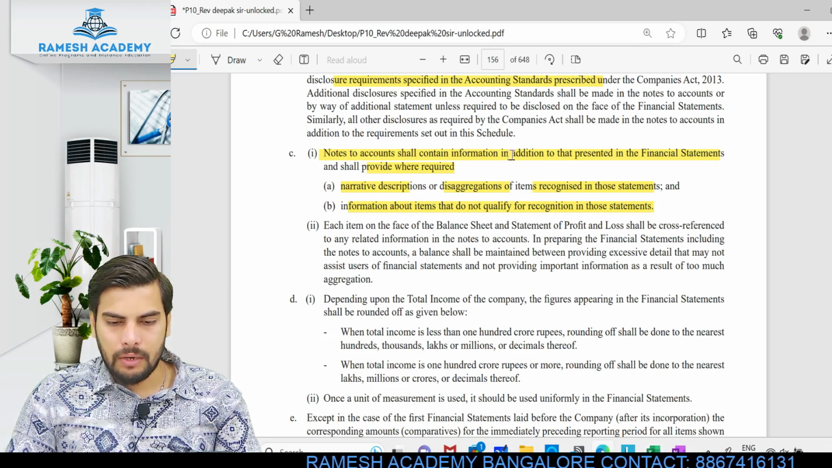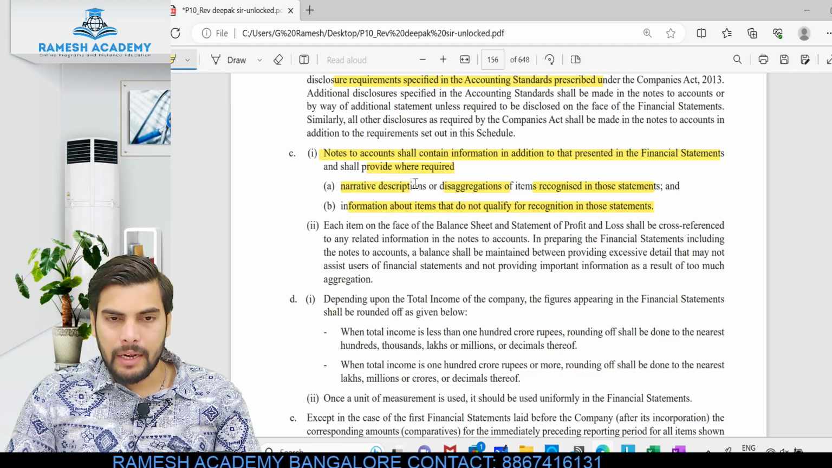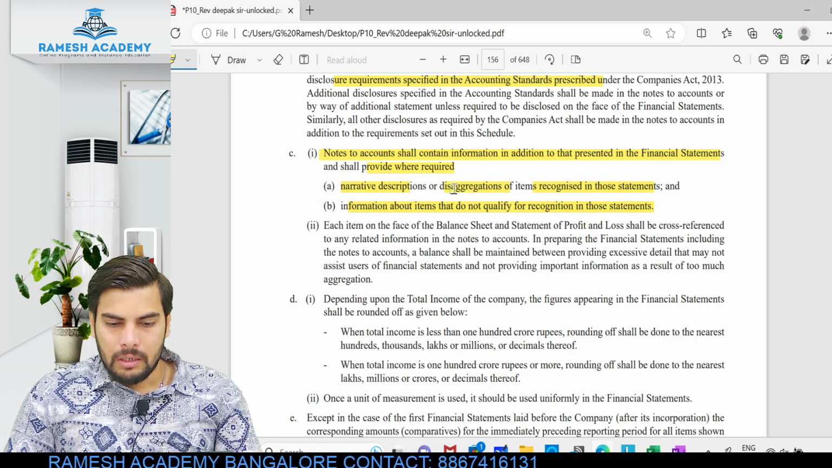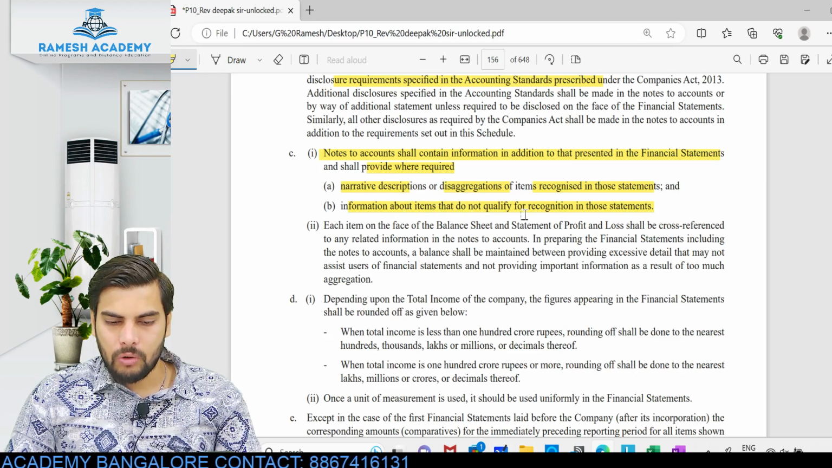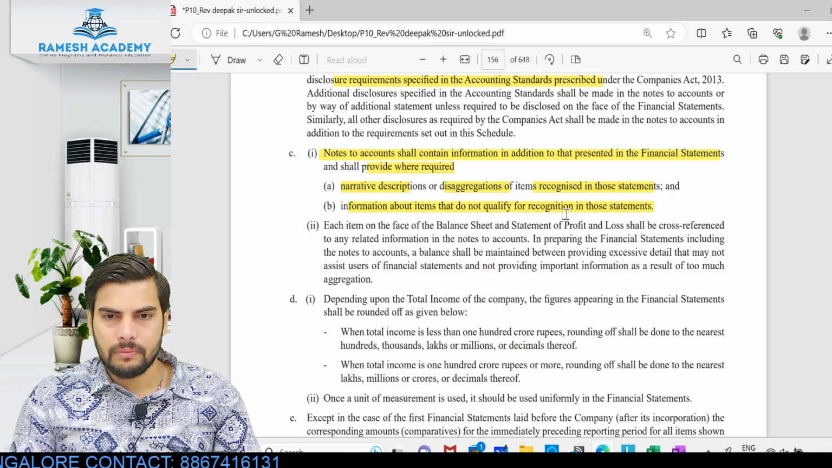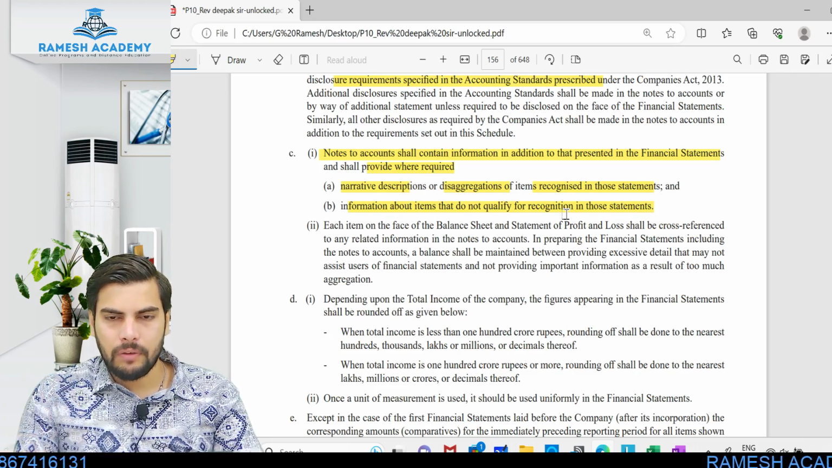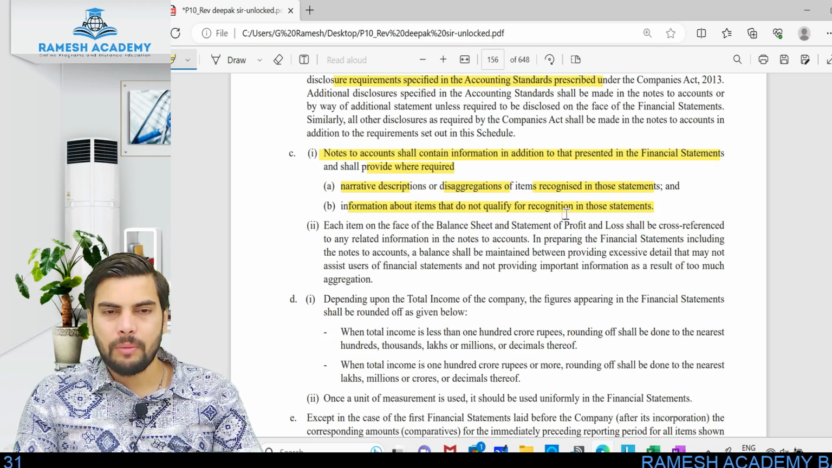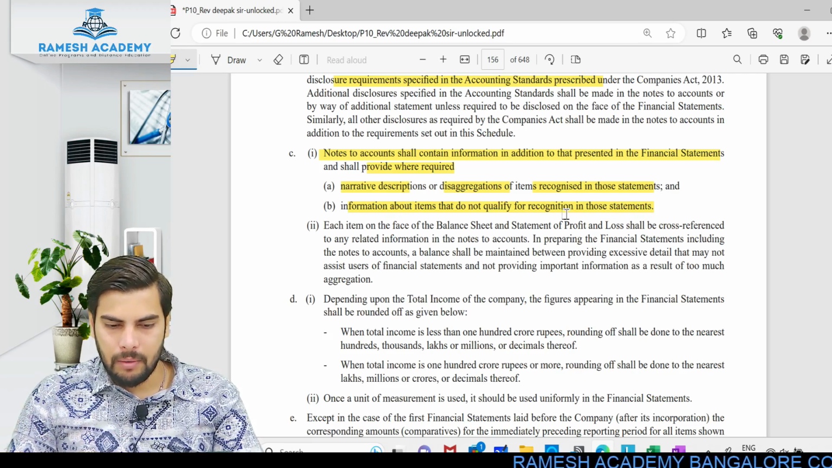Notes to accounts shall contain information in addition to that presented in the financial statement and shall provide, where required, a narrative description or disaggregation of these items in the statement, and information about the items that do not qualify for recognition in those statements. So what are they telling over here? Just remember this much, that notes to accounts will normally give you additional information which is not depicted on the face of the financial statement. So such information which I am not able to recognize through the face of these financial statements will be available in the notes to accounts.